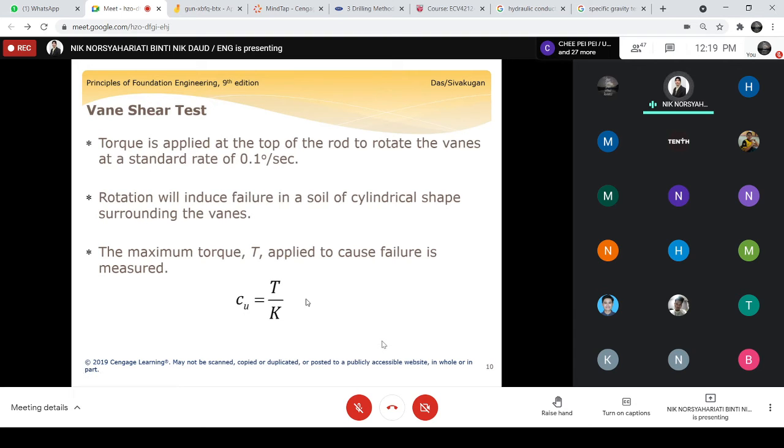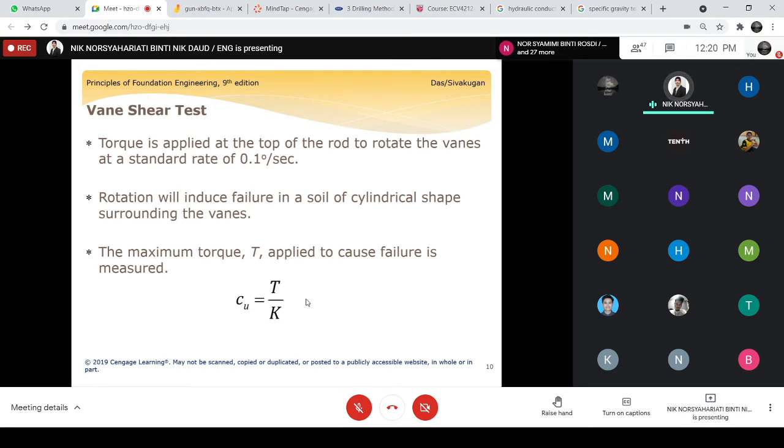Okay, so by using the vane shear equipment or test, we need to refer to the torque or the rotation of the rod that relates to the vanes. The rotation rate that is normally used for the vane shear test is 0.1 degree per second. Okay, so the rotation, of course, in terms of the soil disturbance, is something we try to reduce.